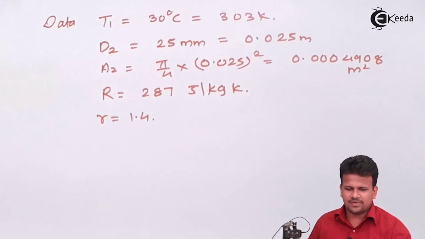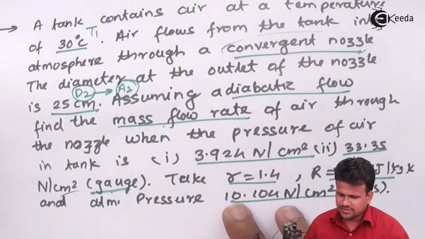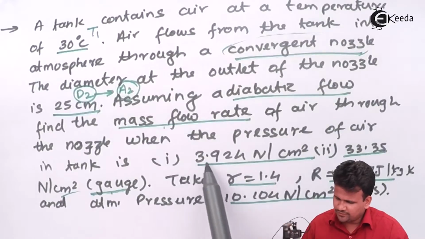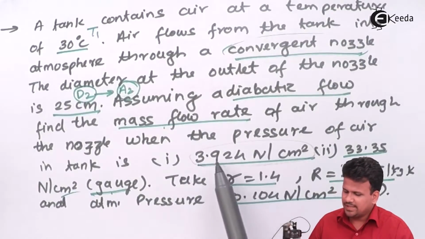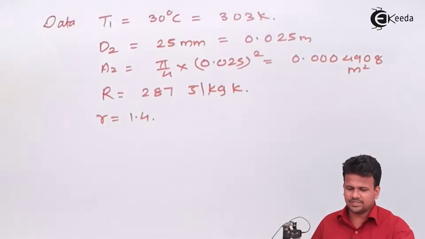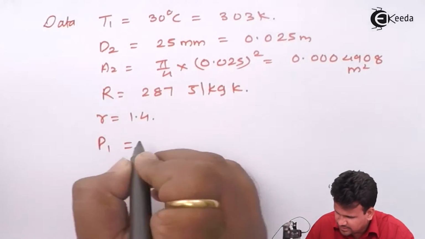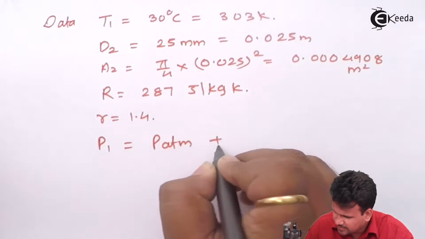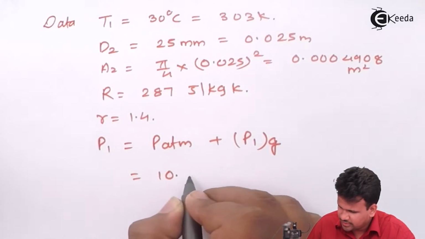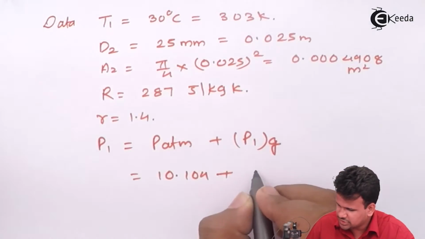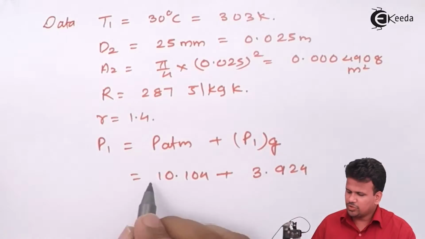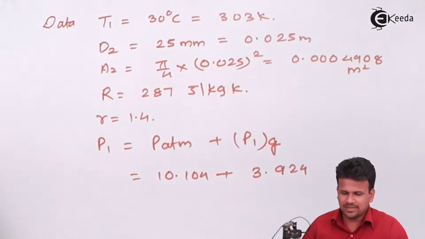Now the next thing which they have mentioned is that the tank contains air and the pressure of air in the tank is equal to 3.924, that is gauge pressure. So P1 will be equal to P atmosphere plus P1 gauge pressure. So this will be equal to 10.104 plus P1 pressure, which is gauge pressure, 3.924. Now both of them are in Newton per centimeter square.